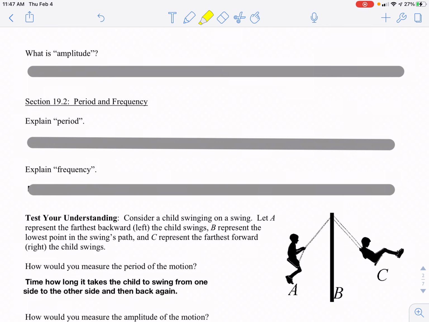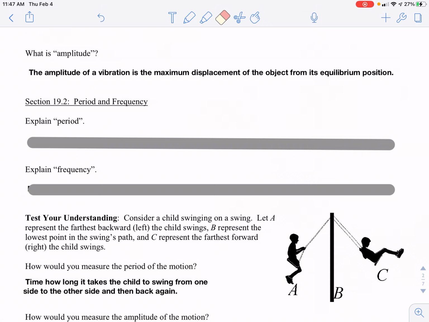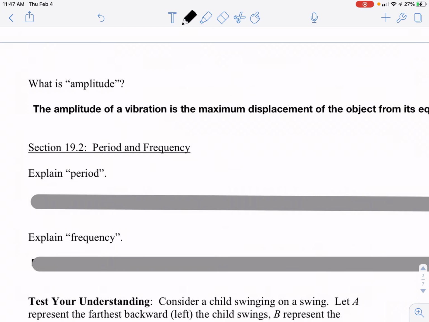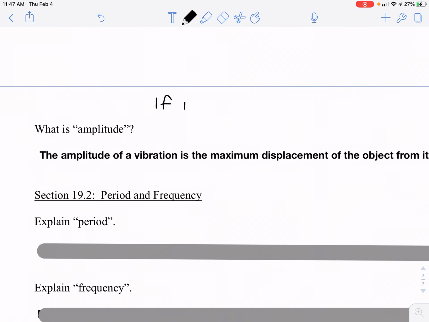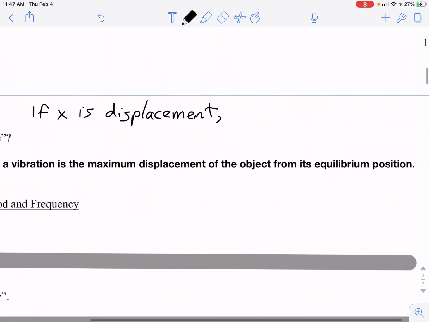What is amplitude? Amplitude of a vibration is the maximum displacement of the object from its equilibrium position. So if x is the displacement of an object, then the amplitude, which is written with a capital letter A, is equal to x max.